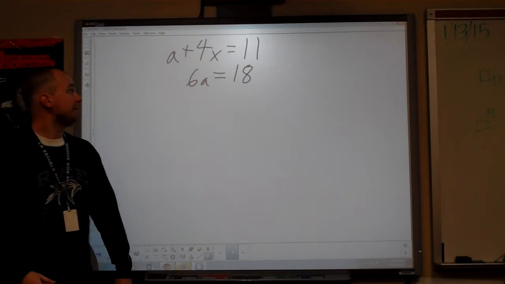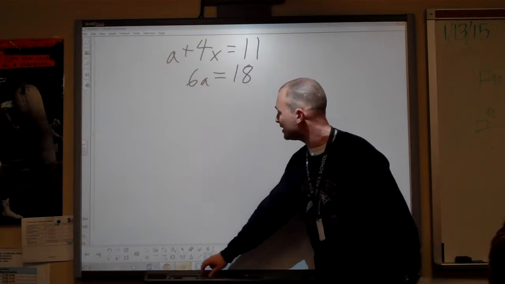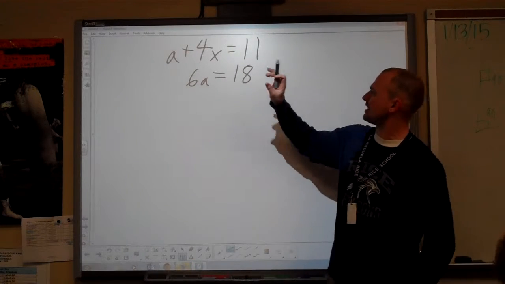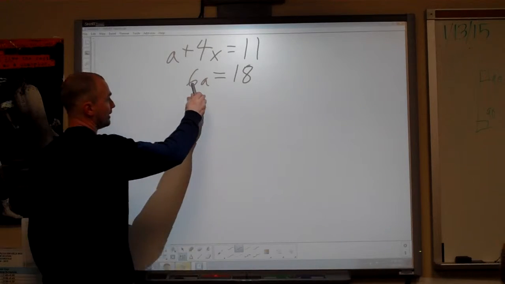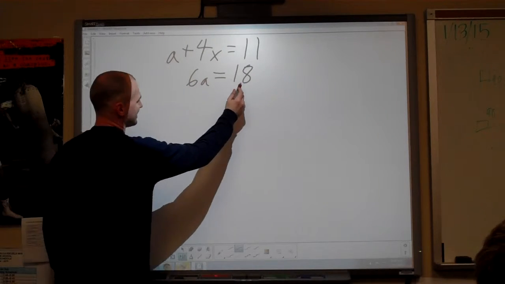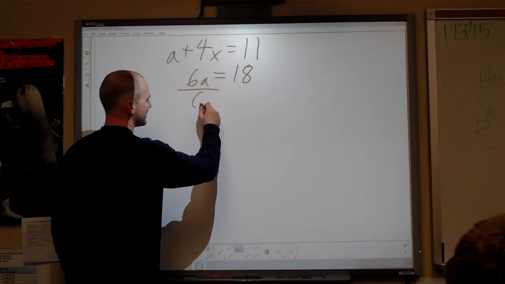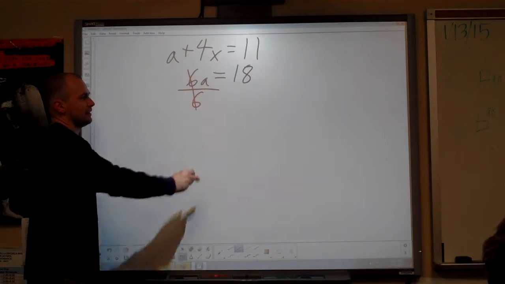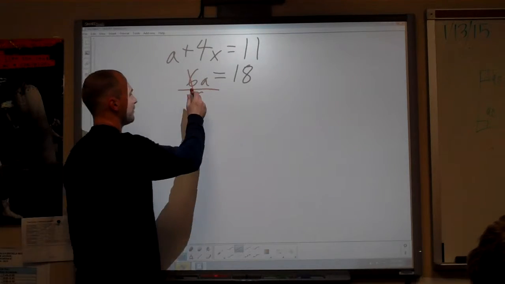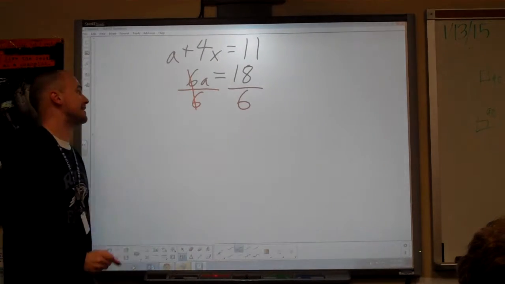Alright, here we have a plus 4x. This is number 2. a plus 4x equals 11, and 6a equals 18. So, first thing I'm going to do is solve for a. If 6a equals 18, I want a by itself, so I'm going to divide this side by 6. Anything times 6 divided by 6, they cancel each other out. But if I divide this side by 6, I've also got to divide this side by 6.